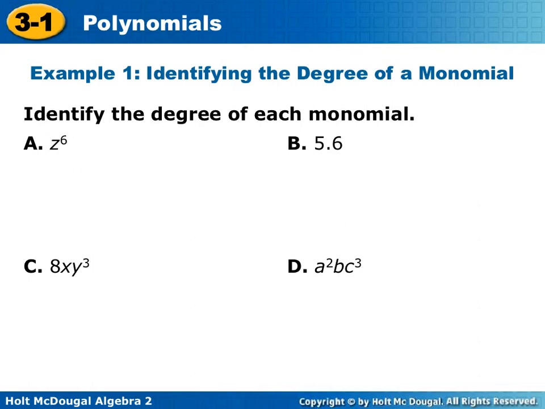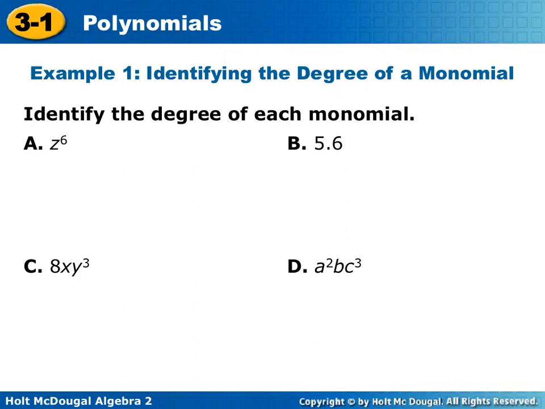To figure out the degree of a polynomial, you just need to add all the exponents. So first one, z to the 6th, should be pretty easy. It's just a 6th degree polynomial, or I should say monomial. B is 0 degree, because I can write 5.6 x to the 0 power, and you'll see that on the next slide.